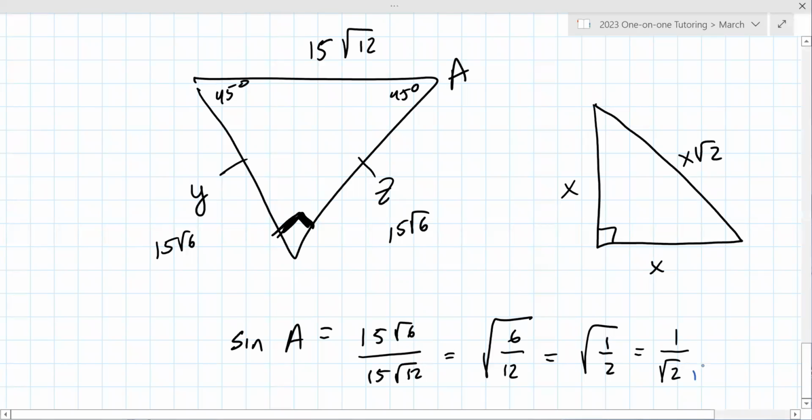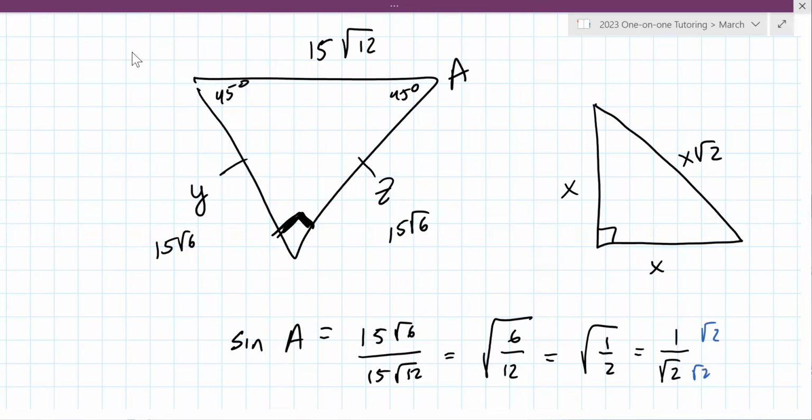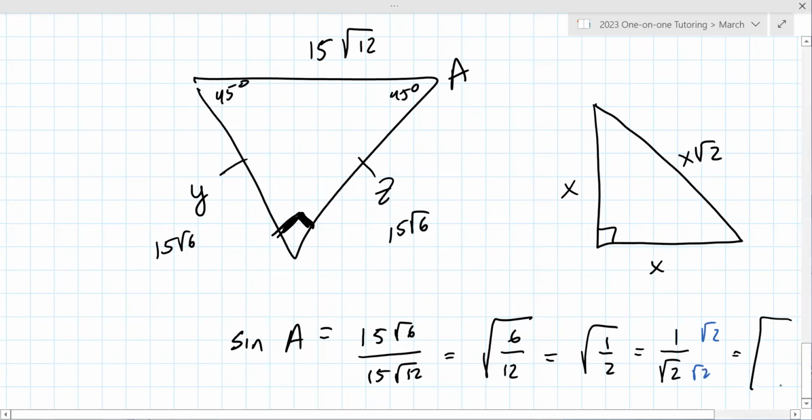So just to be clear, here's what I was hoping you were going to tell me after going through all the work. I wanted in the box here square root of 2 over 2. Oh, okay.